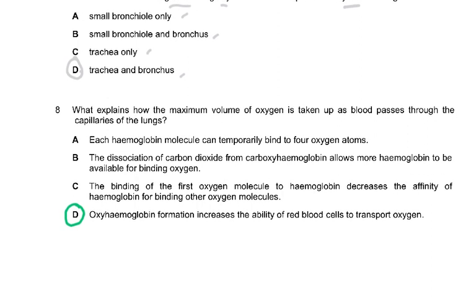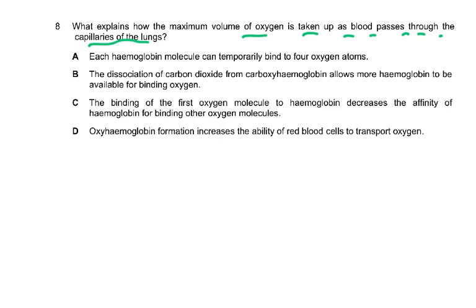Then coming to question number 8. What explains how the maximum volume of oxygen is taken up as blood passes through the capillaries of the lungs? Now let's read the question carefully. Each hemoglobin molecule can temporarily bind to 4 oxygen atoms. B. The dissociation of carbon dioxide from carboxyhemoglobin. We don't study that anymore. Carbon monoxide forms carboxyhemoglobin. So B is totally wrong.